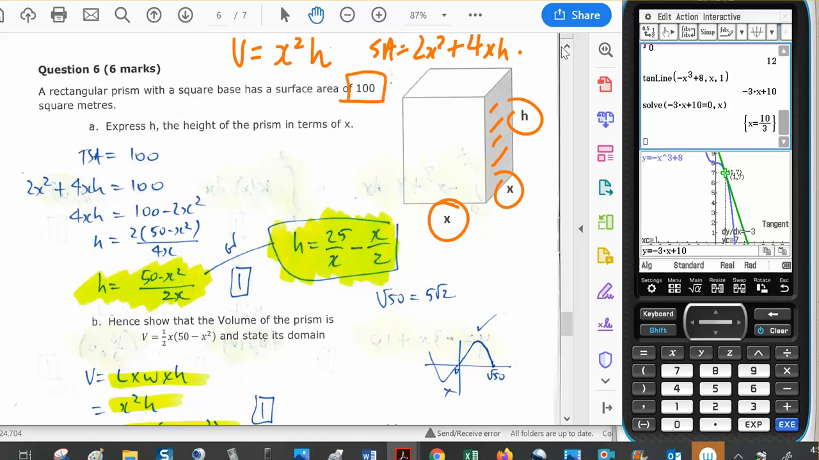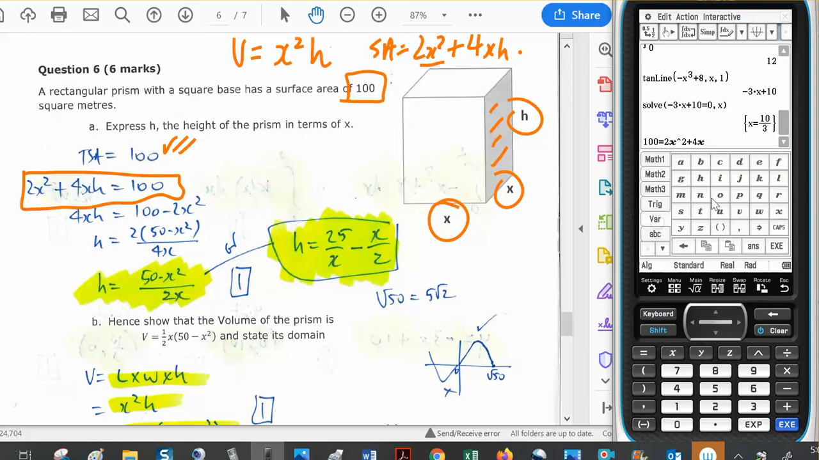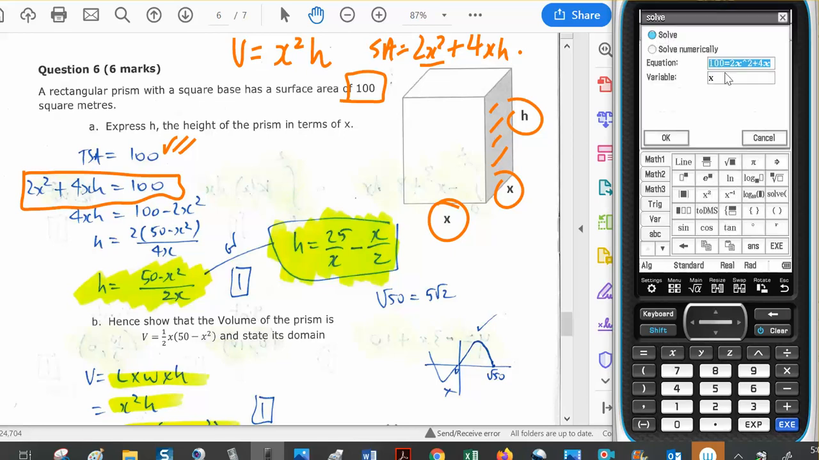It has a surface area of 100. Express h in terms of x. So the total surface area is 100, so my 2x squared plus 4xh equals 100. I could solve for h, or I could comfortably go over here and go 100 equals 2x squared plus 4xh. Press X here and make sure that all of the variables are okay. Interactive, advanced, solve for h.